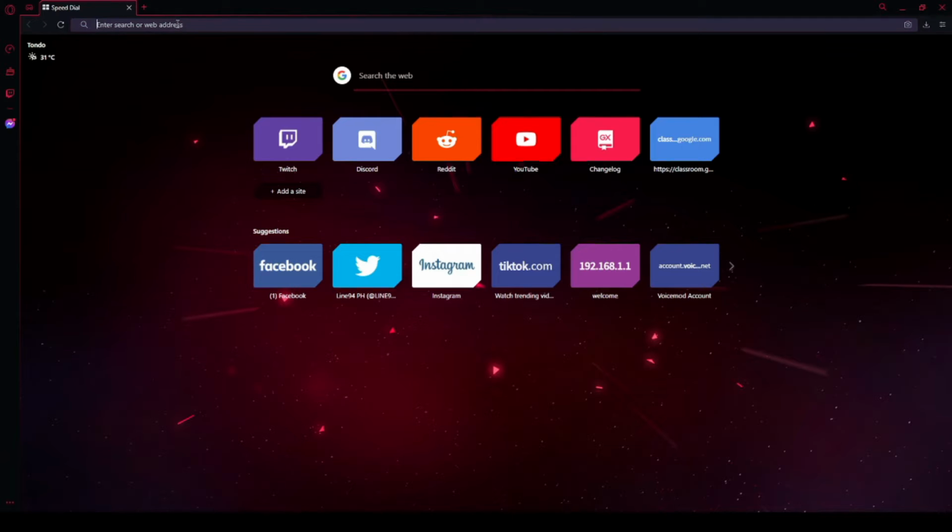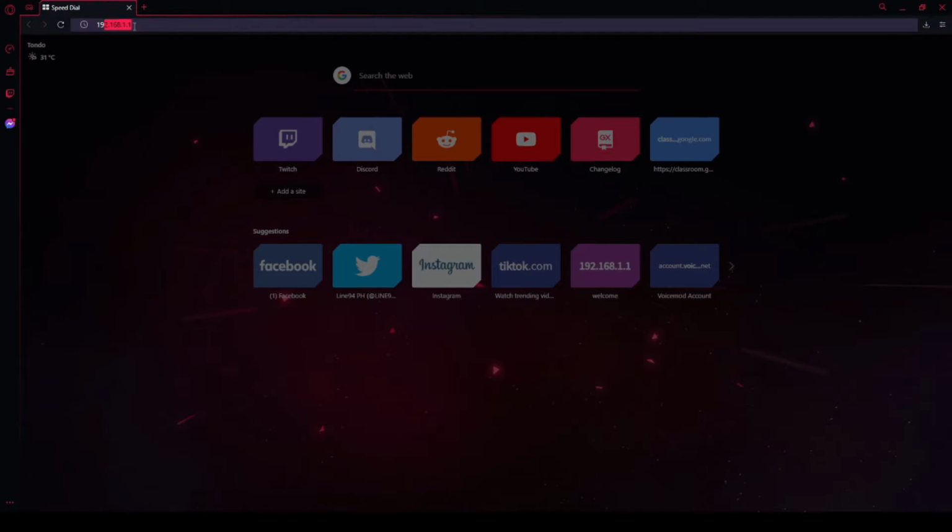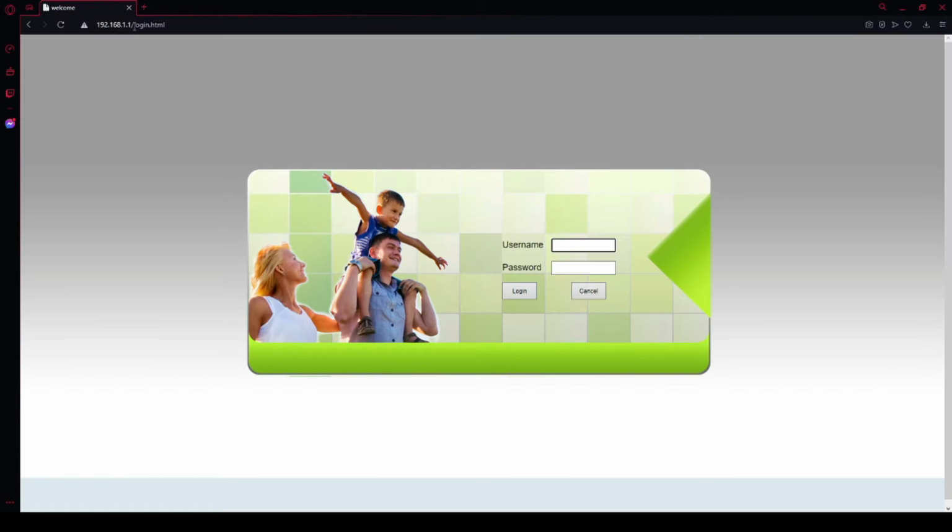So, first of all, you need to know what your default IP address is. Your default IP address depends on what internet provider you are using. If you don't know your default IP address, you can just search for it on the internet. In my case, my internet is Converge, and this is my default IP address, 192.168.1.1. Just enter it there.